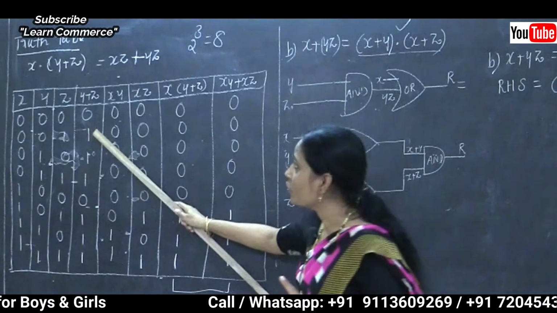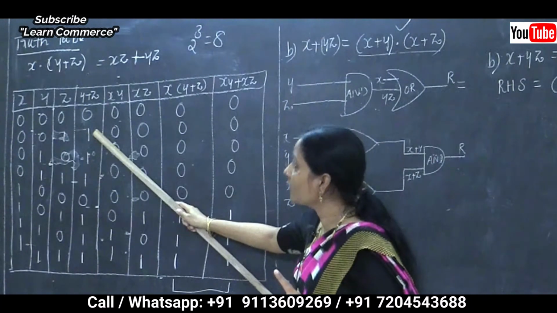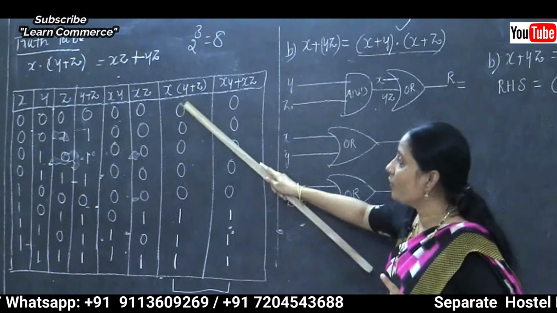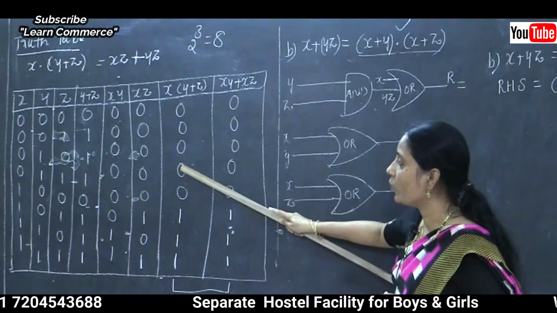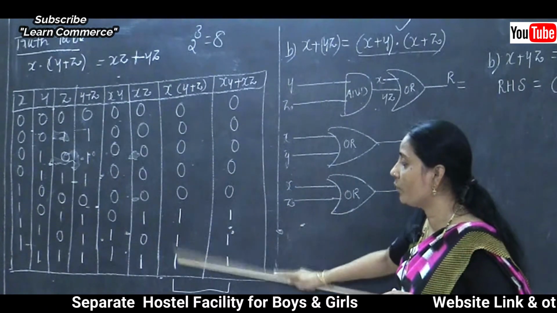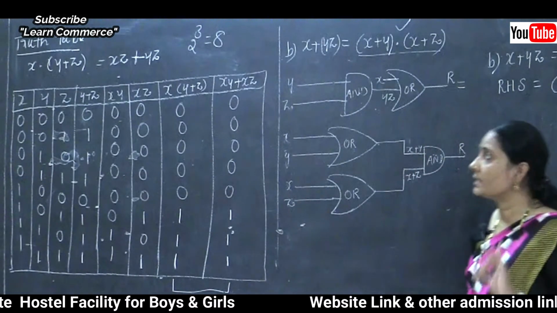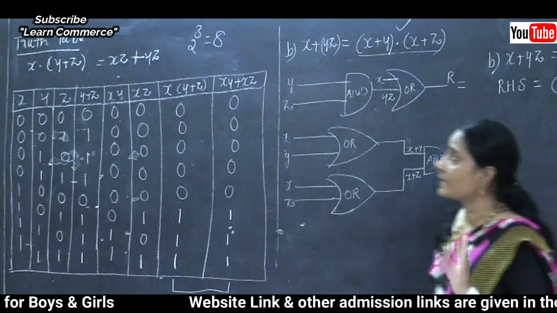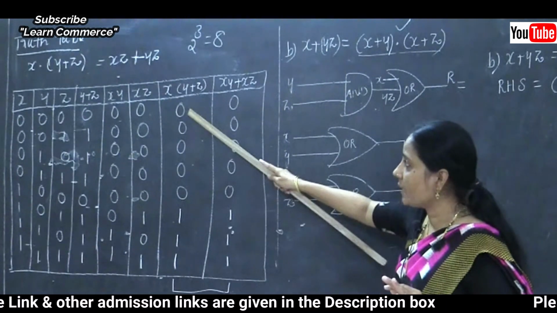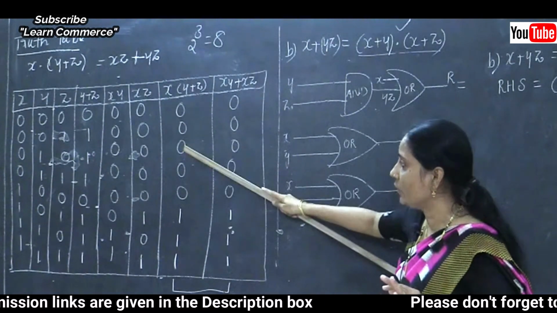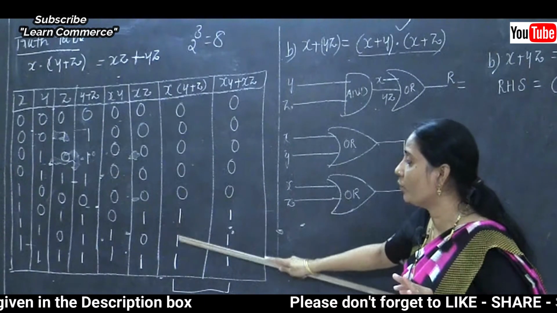And when you are going to multiply such value with the columns here, we get the answer 0, 0, 0, 0, 0, 1, 1, 1. Clear this point here? So this is the result of the left hand side, that is x and y plus z. So the result is 0, 0, 0, 0, 0, 1, 1, 1.